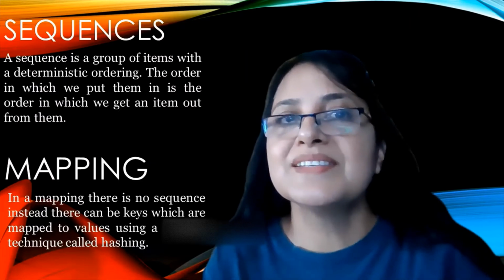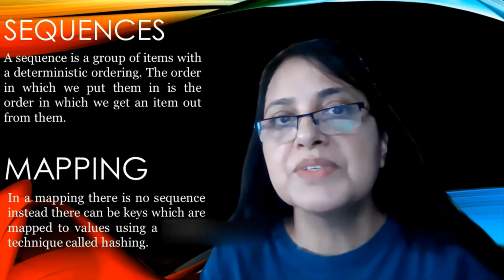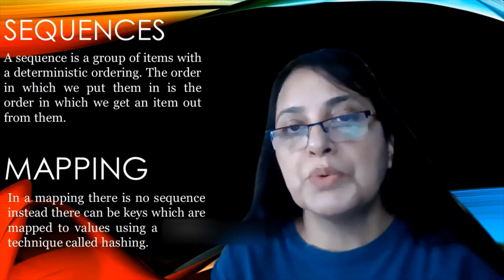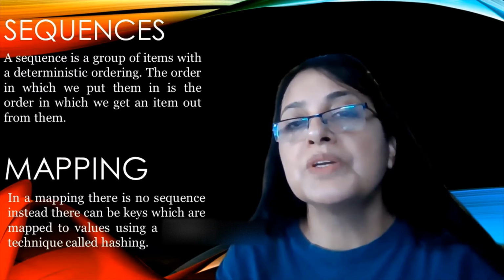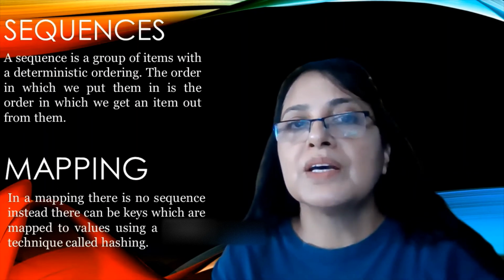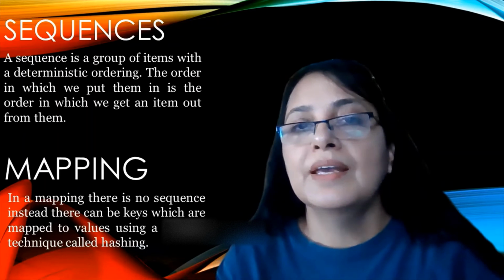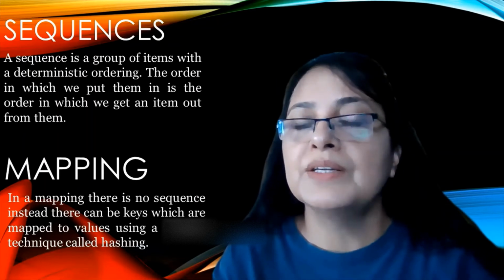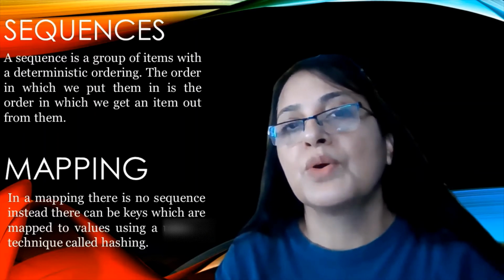So a sequence is a group of items with a deterministic order, and the order in which we put them in is the order in which we get an item out from them. In a mapping, on the other hand, there is no sequence. Instead, there can be keys which can be mapped to values using a technique called hashing.